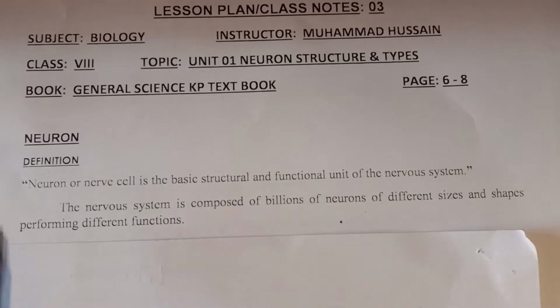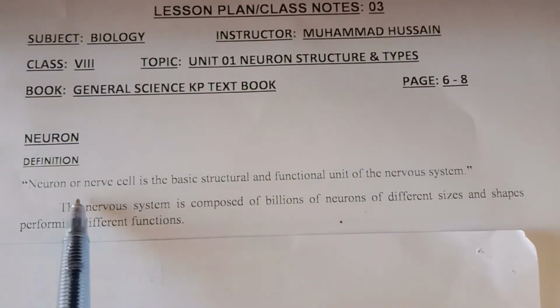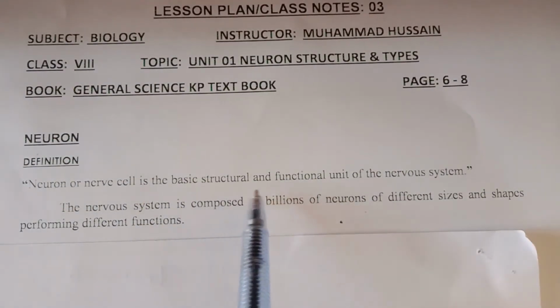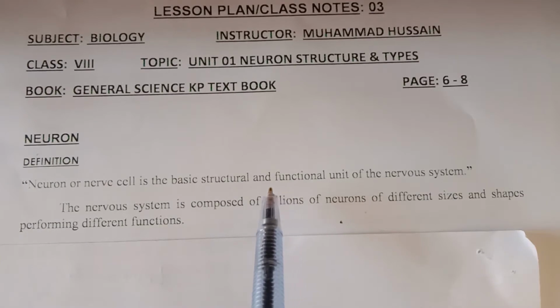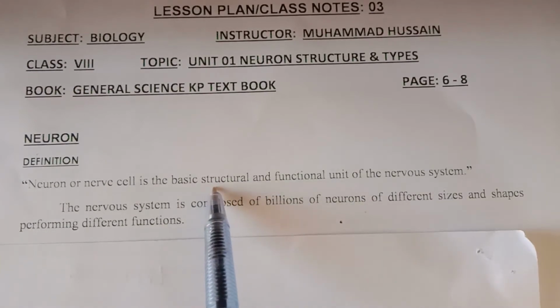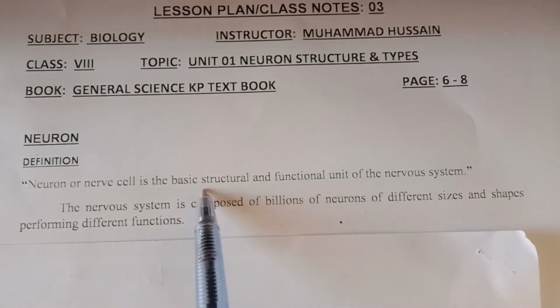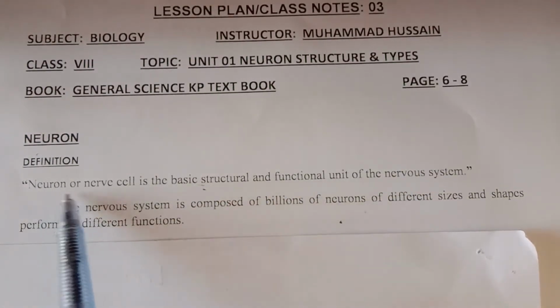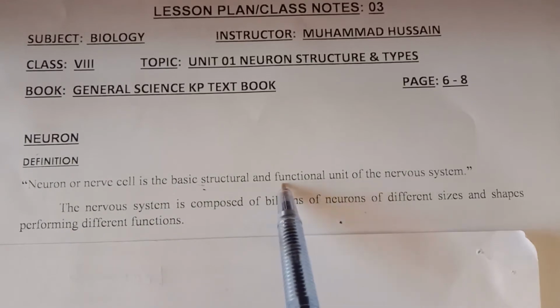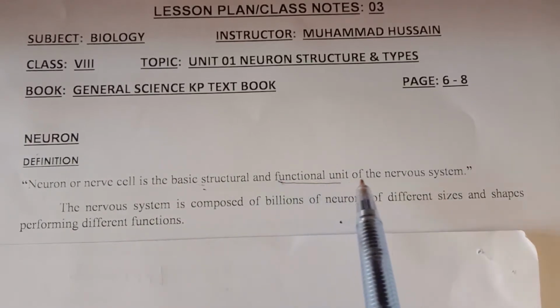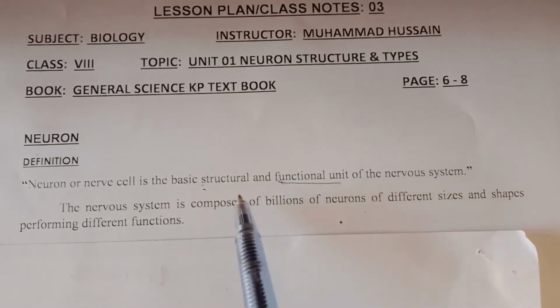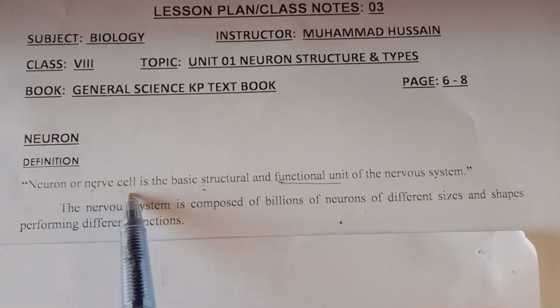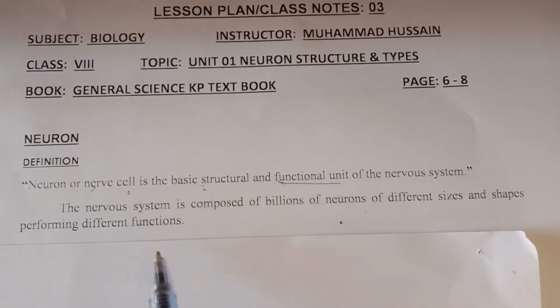First, definition of neuron. Neuron or nerve cell is the basic structure and function unit of the nervous system. Structure unit means that the whole nervous system is made of neurons or nerves, and the activities or the function of the nervous system are based on neurons or nerve cells. Therefore, it is a structure and function unit.